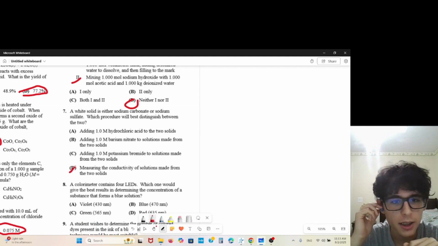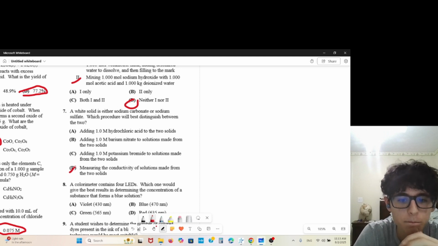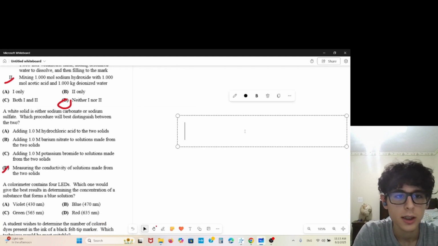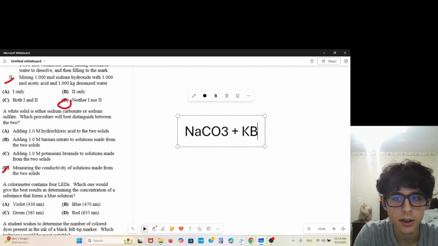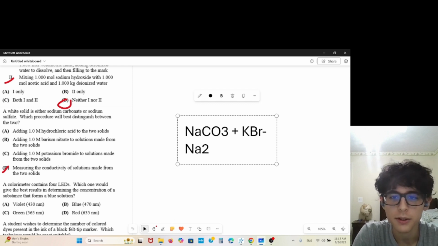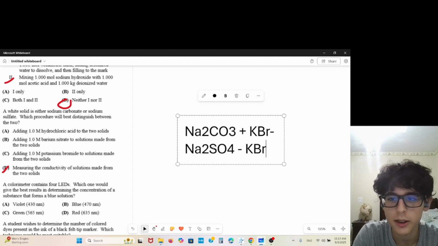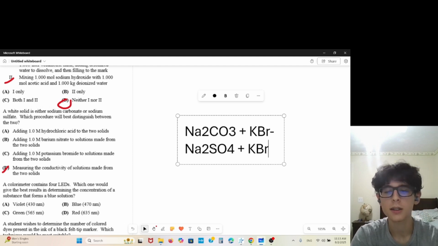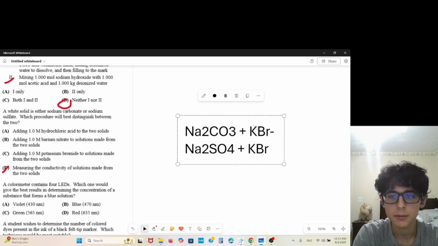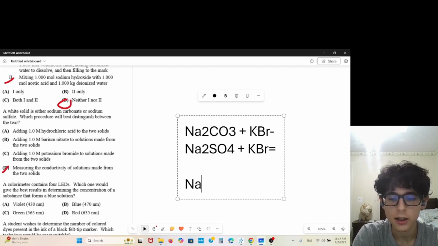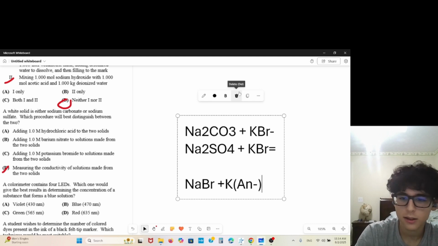C, potassium bromide. Well, if you write out the reaction, right? Simple reaction here. Na2CO3 plus KBr, and Na2SO4 plus KBr. If you look here, you're basically going to form NaBr, which dissolves, and K salts, right? So these are all going to dissolve. You're not going to have a reaction.